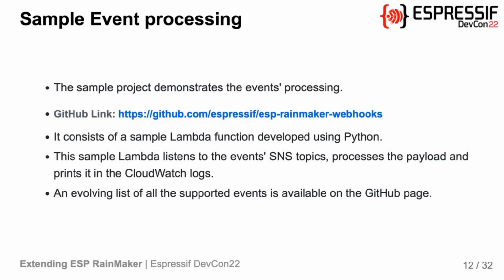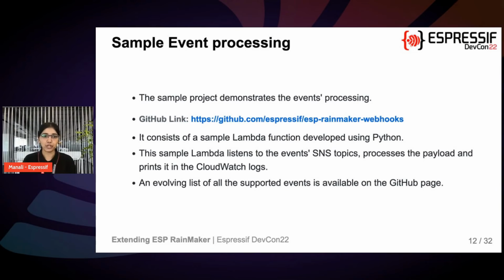Let us now understand what Rainmaker provides for you to get started with the event processing framework. There is a sample project at the GitHub link provided on the screen, which you can just clone. It consists of a sample Lambda function developed using Python, which listens to the SNS topics that are Rainmaker events. It then processes the payload and just prints it in the CloudWatch logs. This is a sample function which you can extend further to do custom actions. An evolving list of all the events Rainmaker supports is available on the GitHub page, and you can check it whenever you're developing.